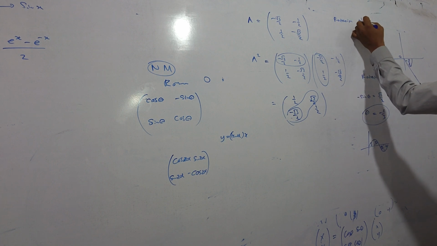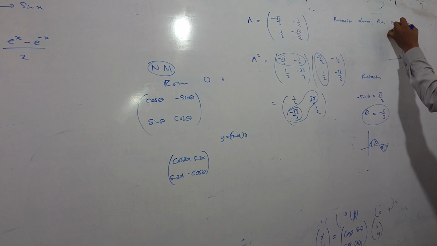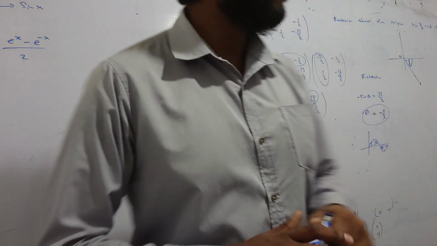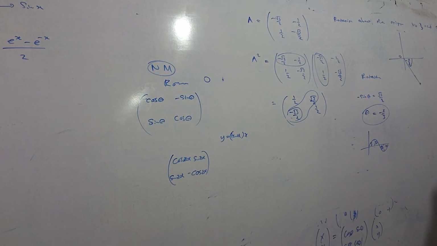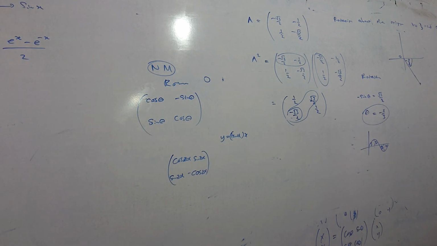Rotation about the origin by pi over 3 radians clockwise. This is right. Otherwise, rotation anti-clockwise about the origin by 2 pi minus pi over 3, which is 5 pi over 3. This is right. It's really great.